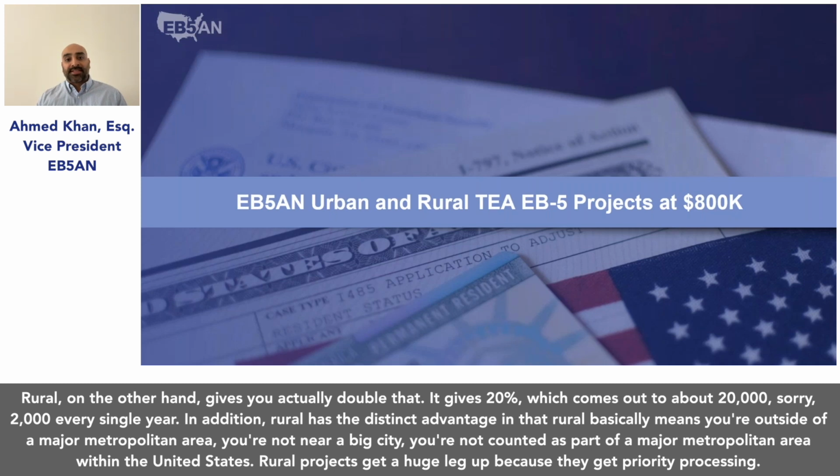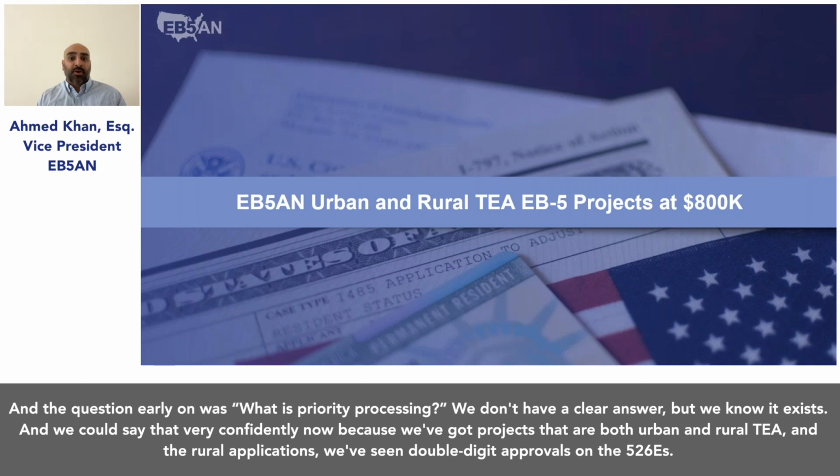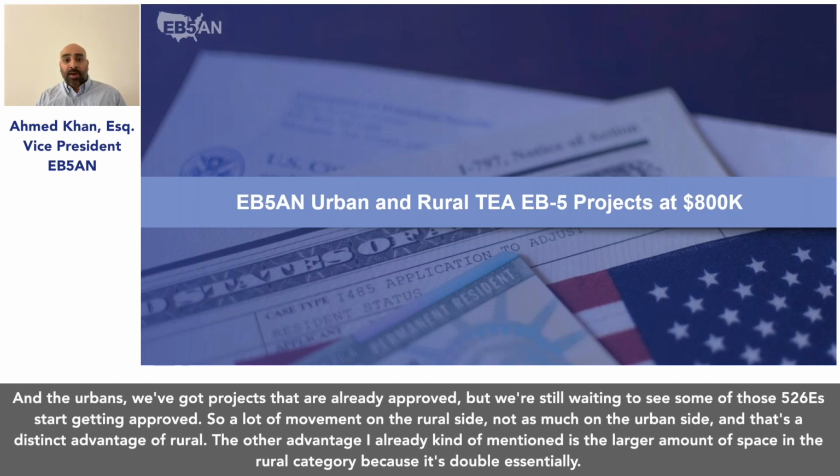In addition, rural has the distinct advantage, and rural basically means you're outside of a major metropolitan area. You're not near a big city, you're not counted as part of a major metropolitan area within the United States. Rural projects get a huge leg up because they get priority processing. And the question early on was, what is priority processing? We don't have a clear answer, but we know it exists. And we can say that very confidently now because we've got projects that are both urban and rural TEA. On the rural applications we've seen double-digit approvals on the 526Es, and the urbans, we've got projects that are already approved, but we're still waiting to see some of those 526Es start getting approved.